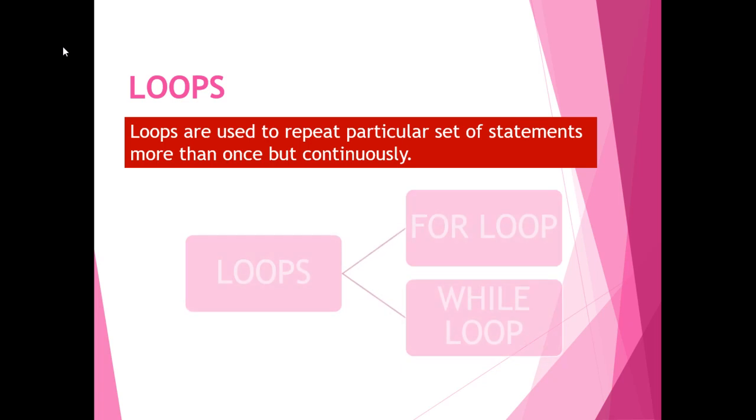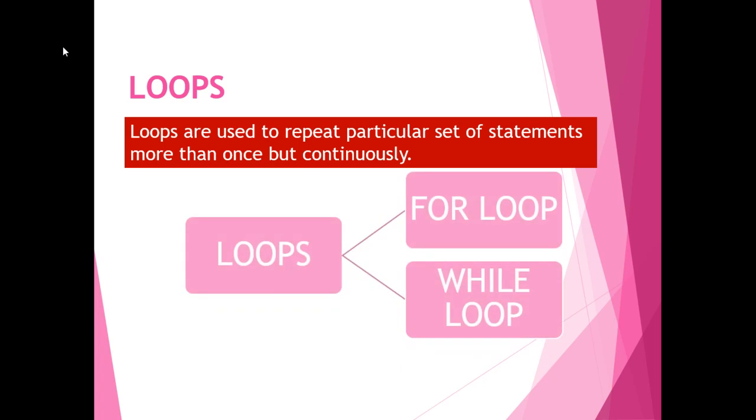And I told you in the previous lecture that loops are basically divided into two types. The first category is the for loop and the second one is the while loop. So we will begin with the for loop.